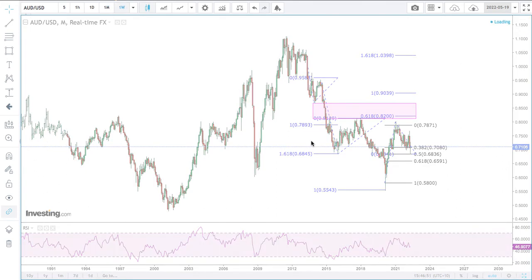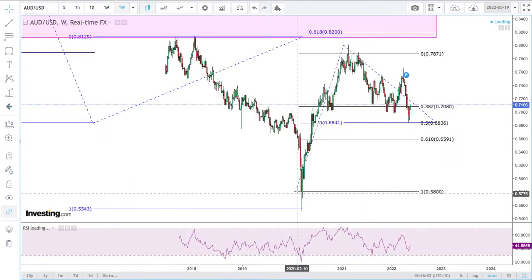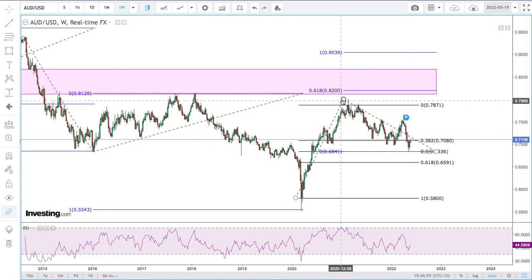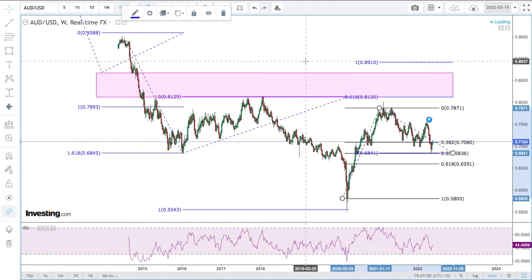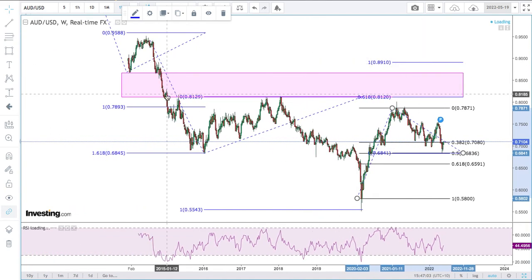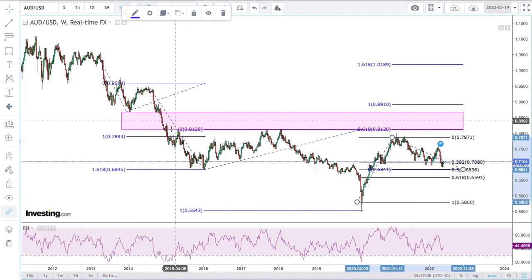Look at this on a weekly, and you'll see kind of why I've drawn some of these lines where I have. 80 to 90 cents to me is a very compelling level for it to go to, and you can see there's this big gap in there that I'm very confident it will retrace.